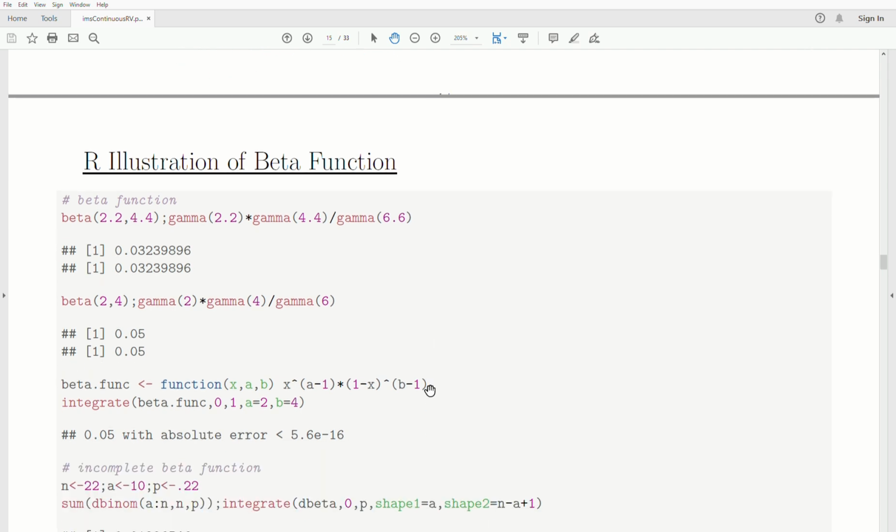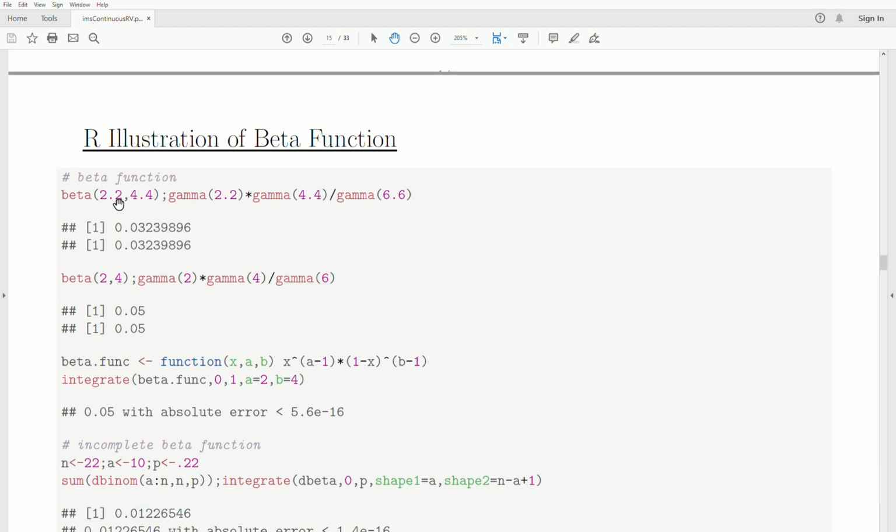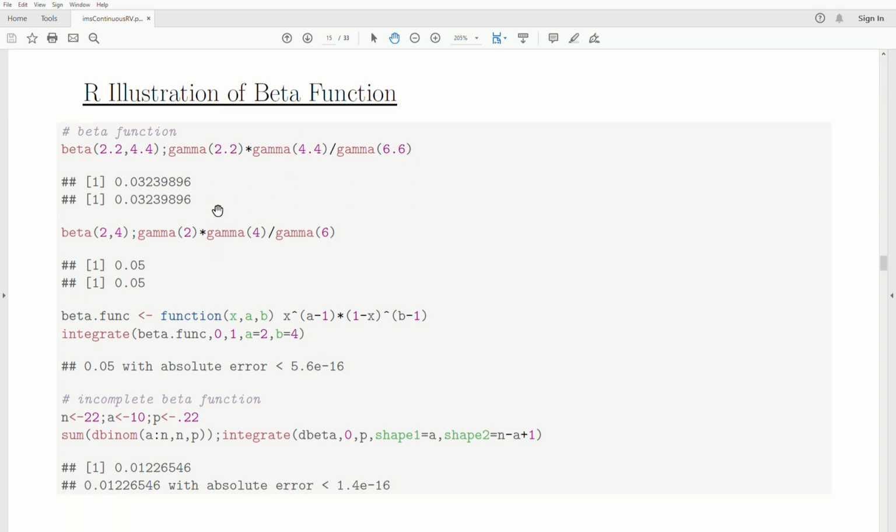Now, a quick R illustration, and we'll call it quits. The beta function is a built-in function in R. So if we do beta of 2.2 and 4.4, that's equal to the product of these gammas. And notice that they're the same. And this is the formula that we established above. It also works for integers, 2 and 4, and then gamma of 2, gamma of 4, and gamma of 6. They're the same.